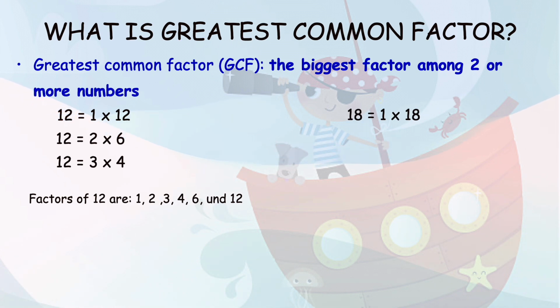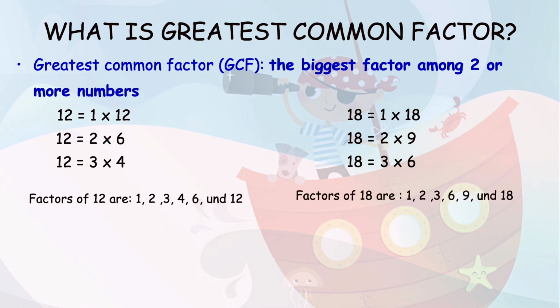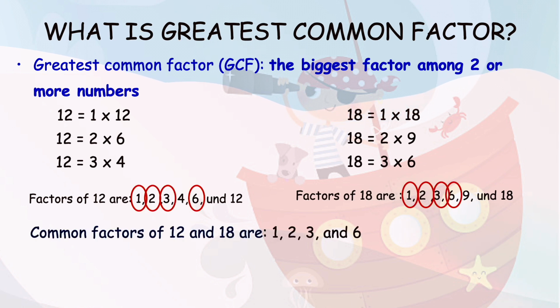In the same way, the factors of 18 can be seen through the expression of multiplication. 18 is 1 multiplied by 18, 2 multiplied by 9, and 3 multiplied by 6. Therefore, the factors of 18 are 1, 2, 3, 6, 9, and 18. When we look at the common factors of 12 and 18, we find that they are 1, 2, 3, and 6. However, the greatest common factor is 6.